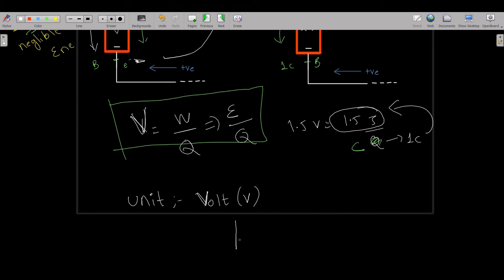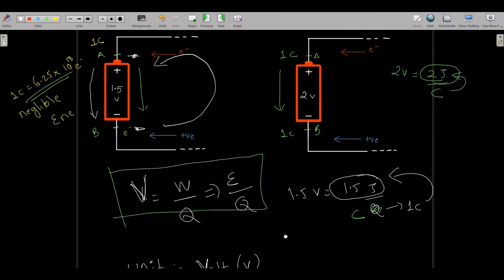You have to draw a line and then a shorter line. So this is the positive terminal. The longer line is known as the positive terminal, and the shorter line is known as the negative terminal of the battery. So I hope you understood the concept of voltage, like the core.